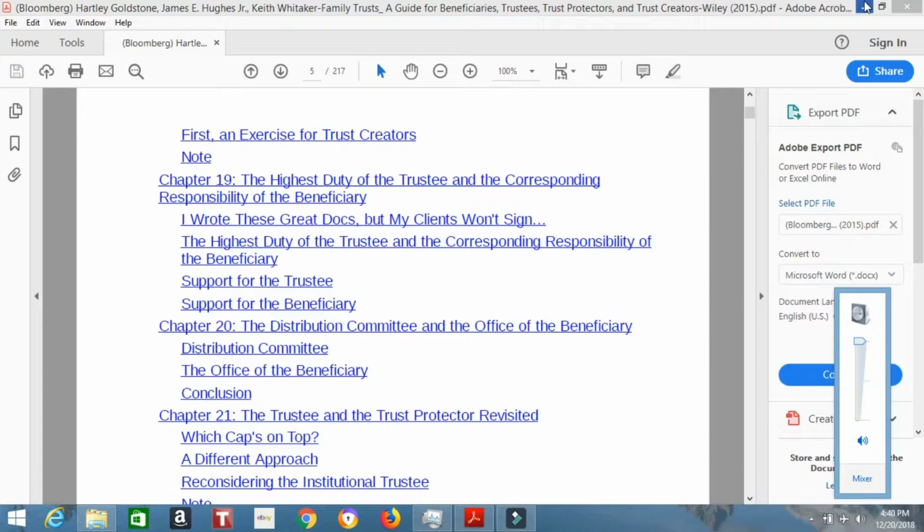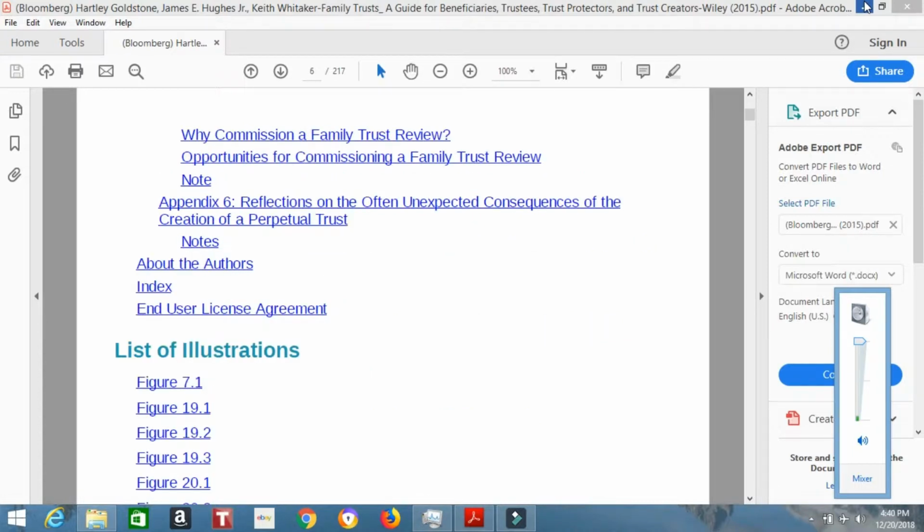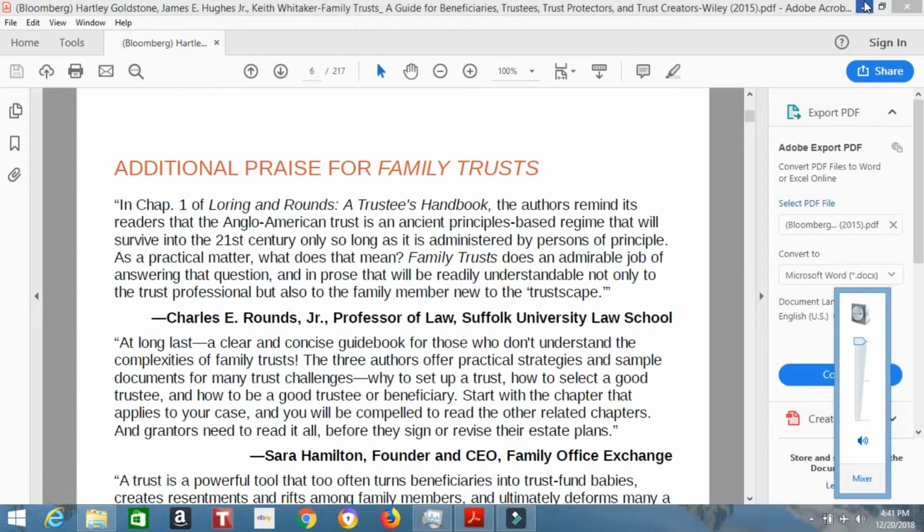Drafting Points. Appendix 4, Private Trust Companies. Definitions. PTCs versus Individual Trustees. Governance. Best Practices. Appendix 5, Family Trust Review. Purpose. Content. Process. Why commission a family trust review? Opportunities for commissioning a family trust review. Note. Appendix 6, Reflections on the Often Unexpected Concept.